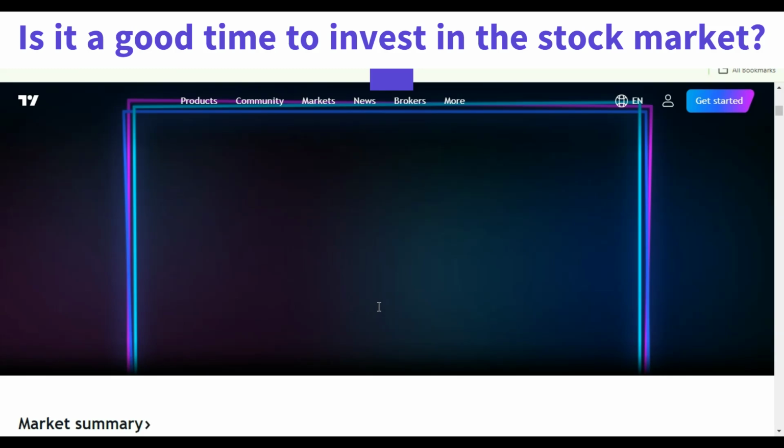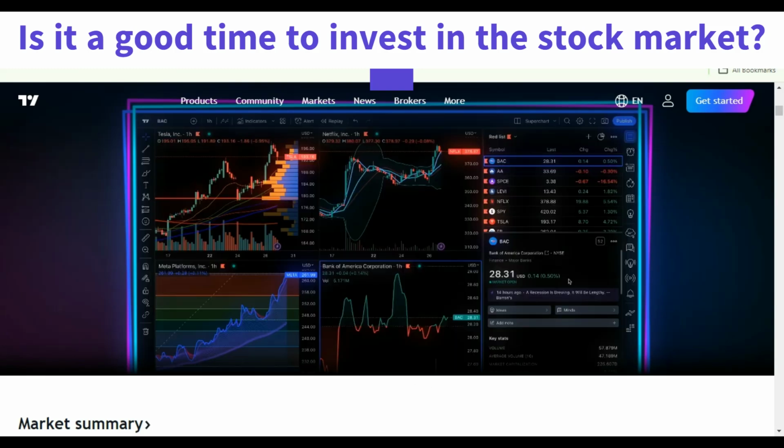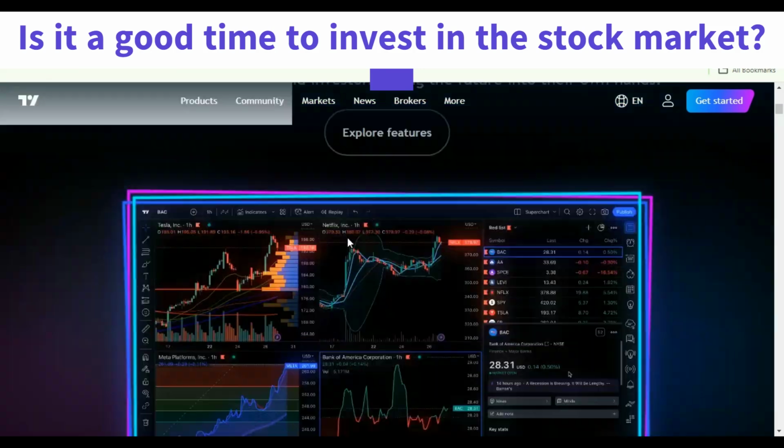Overall, stock market trading can be a complex and risky endeavor, but it also offers the potential for significant profit for those who are skilled and disciplined. It's important for traders to continually educate themselves, stay updated on market news and events, and develop a solid trading plan. That's all you have to do.